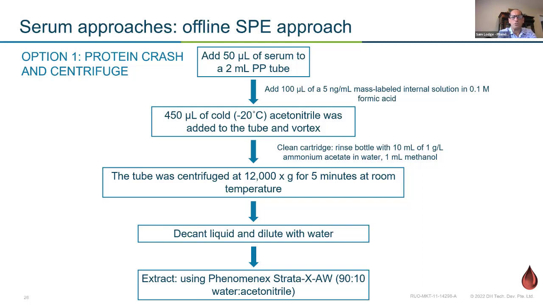In the serum approach, you're generally having to crash out your proteins first, and then you have to do either a cleanup or an analysis. This can be done manually, in the case of what we see in the schematic, where you do it in a tube with 50 microliters of serum and then 450 microliters of cold acetonitrile. You vortex it, you spin it down, you decant it, and then you extract again to concentrate and remove interferences that might have been still in your initial acetonitrile crash. This can also be automated. Next slide, please.